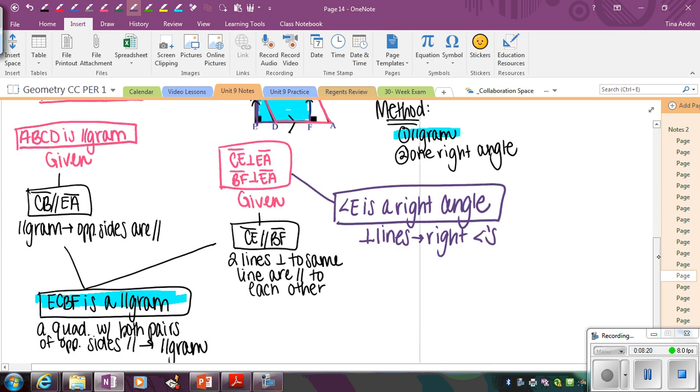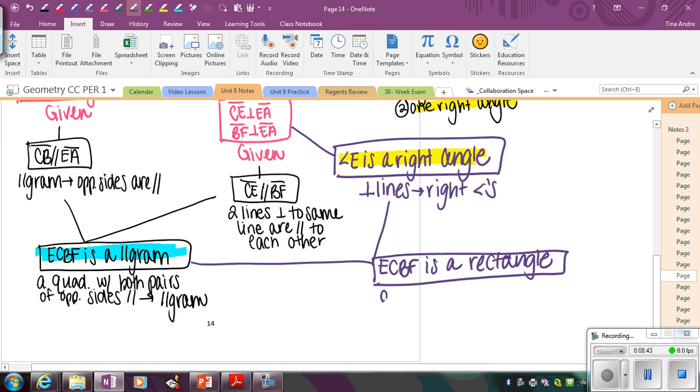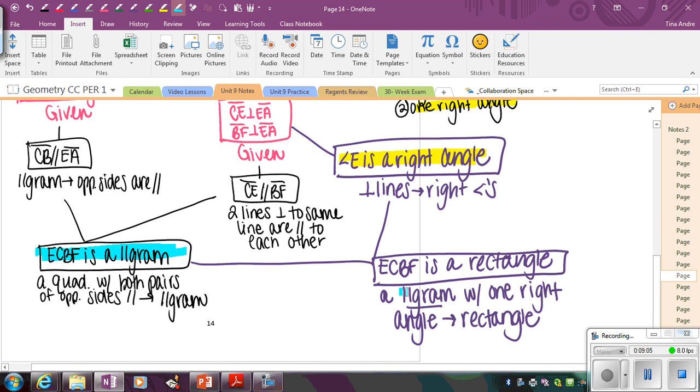And then from there, that's my right angle I need. So now I can conclude, so take these two, the right angle and the parallelogram, take those and say ECBF is a rectangle. And the reason for this is because a parallelogram, so make sure you mention the parallelogram because you have to have a parallelogram. So a parallelogram with one right angle implies a rectangle. So since I have the parallelogram, I proved, and I proved the right angle, that's how I can get my rectangle. So there you have it.